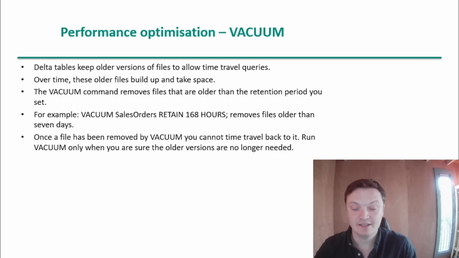Performance optimization: vacuum. Delta tables keep older versions of files to allow time travel queries. Over time, older files build up and take space. The vacuum command removes files that are older than the retention period you set. For example, VACUUM sales_order RETAIN 168 HOURS removes files older than 7 days. Once a file has been removed by vacuum, you cannot time travel back to get it. Run vacuum only when you're sure the older versions are no longer needed, as vacuum is permanent.